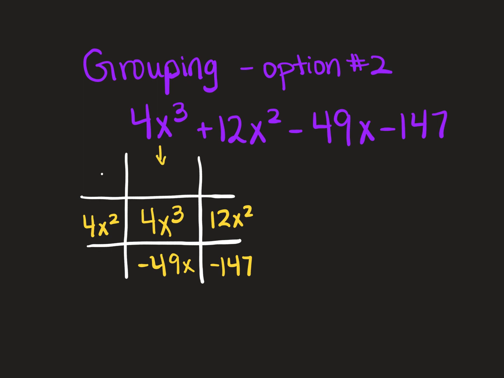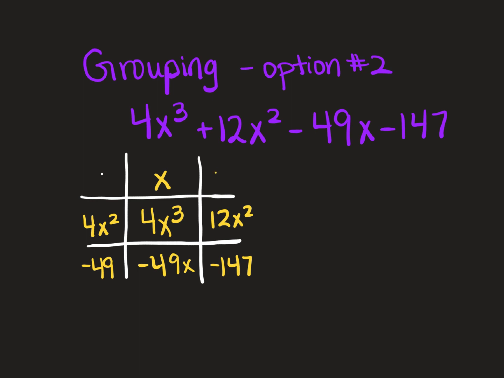Whatever I put here, I know that it needs to multiply by that 4x squared to get the 4x cubed in that column. So I know that I need to put an x there because that's how I can change that power to a 3. And you'll keep going the same way. I know that x times negative 49 will give us negative 49x. So I'm going to put a negative 49 there.